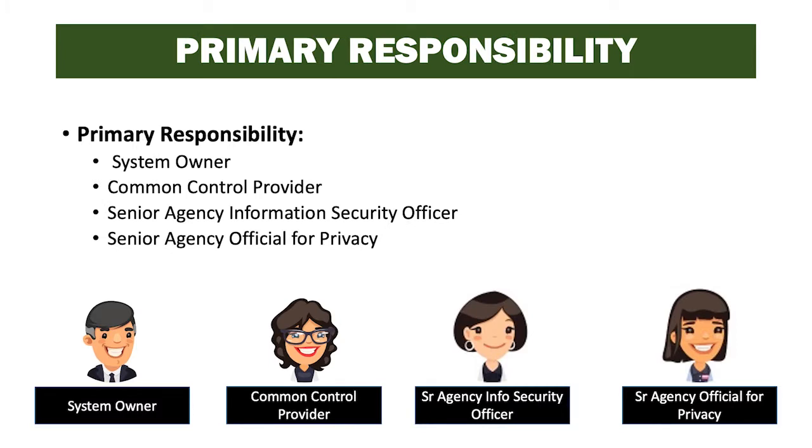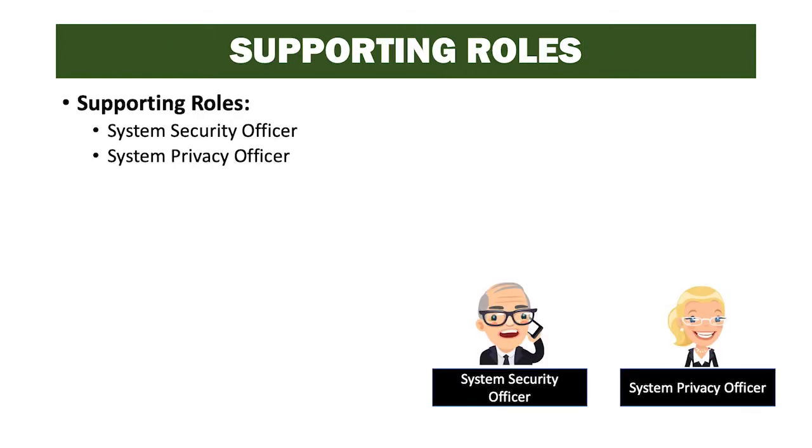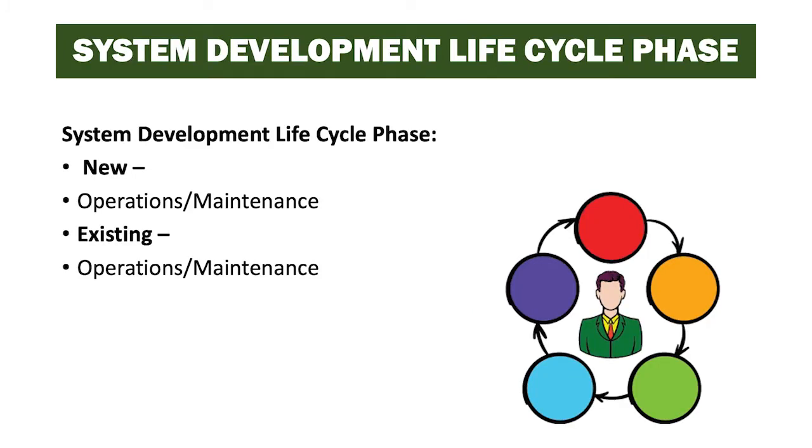Primary responsibility for this task is the system owner, the common control provider, the senior agency information security officer, and the senior agency official for privacy. Supporting roles for this task are the system security officer and the system privacy officer.